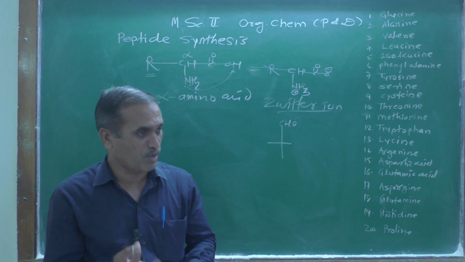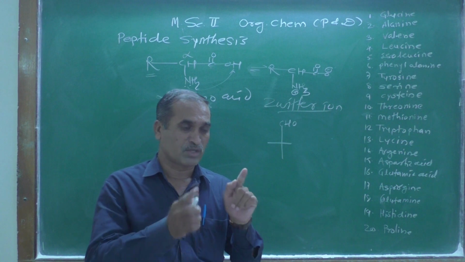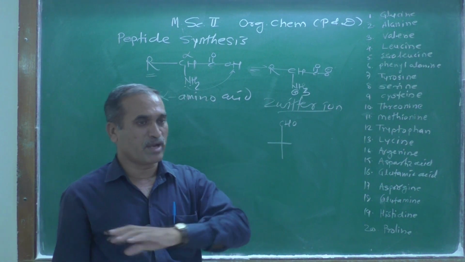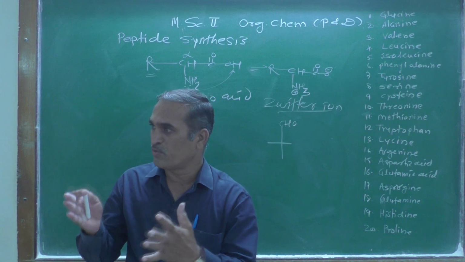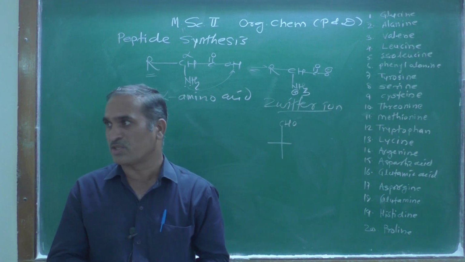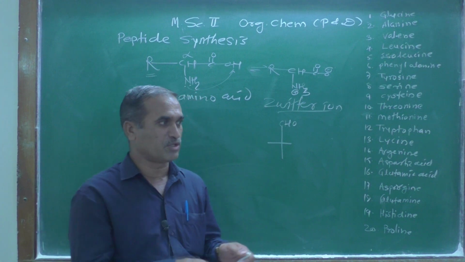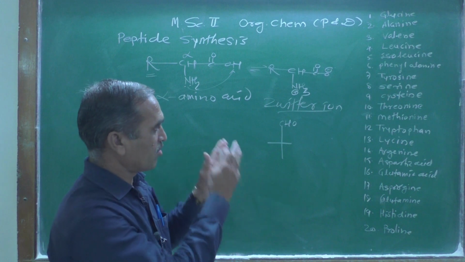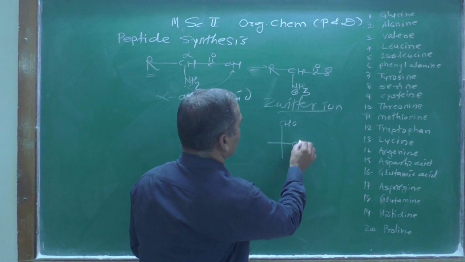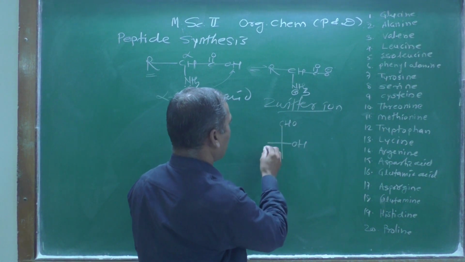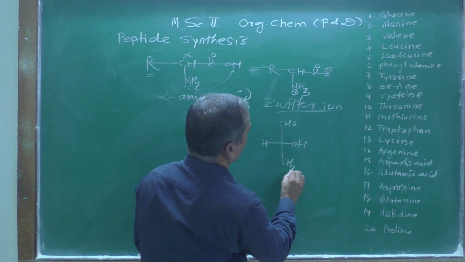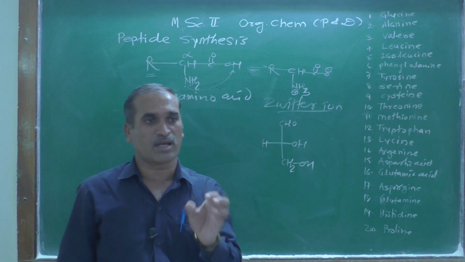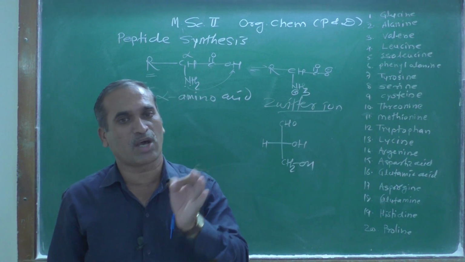Number 1 is a Wedge formula, number 2 is a Sawhorse or Andrew formula, number 3 is a Newman projection formula, and number 4 is a Fischer projection formula. According to the Fischer projection formula, we write the structure vertically, and suppose here is an OH on the left hand side, and here generally CH2OH, and as we know that carbohydrates are polyhydroxy aldehyde or ketone.